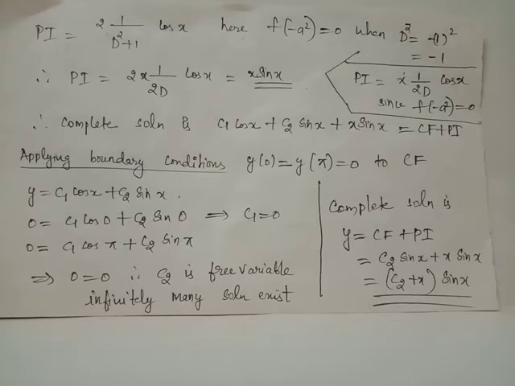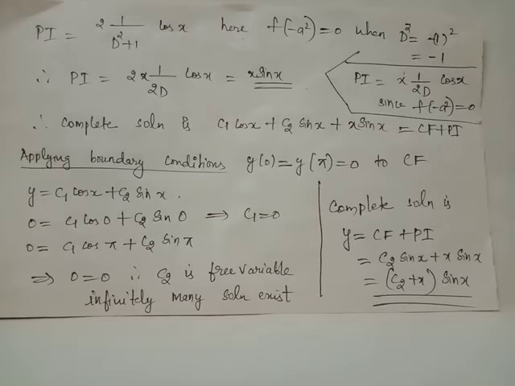When we were evaluating the particular integral, we already had a constant 2 which was taken outside the operation of 1 by f of D. So we can cancel 2 and 2, and thus we have the particular integral obtained as x sin x. It remains to apply boundary conditions on the expression of complementary function.